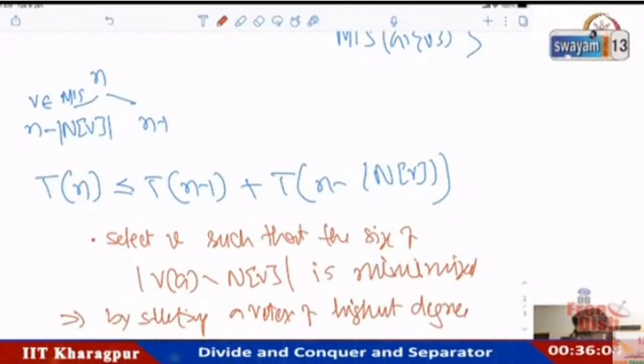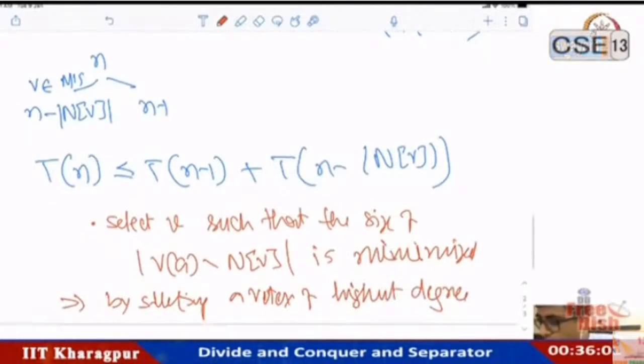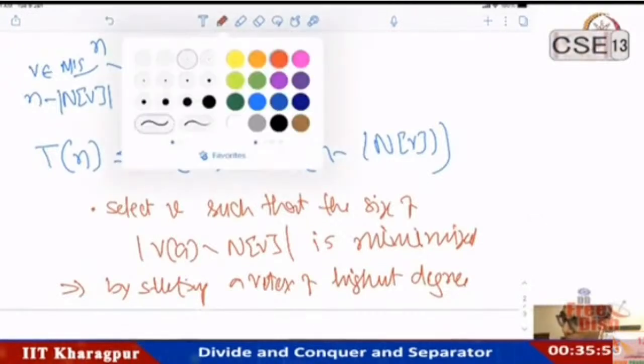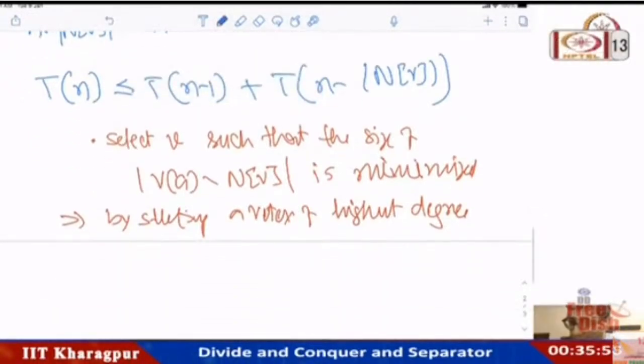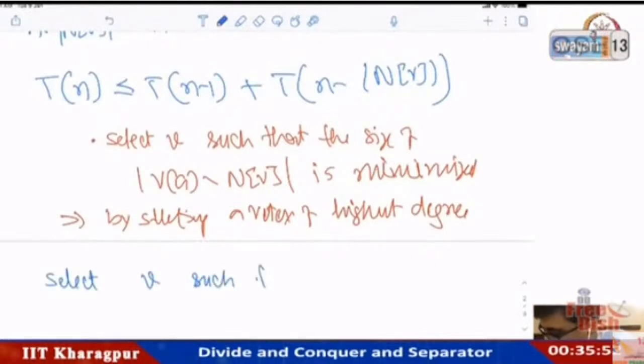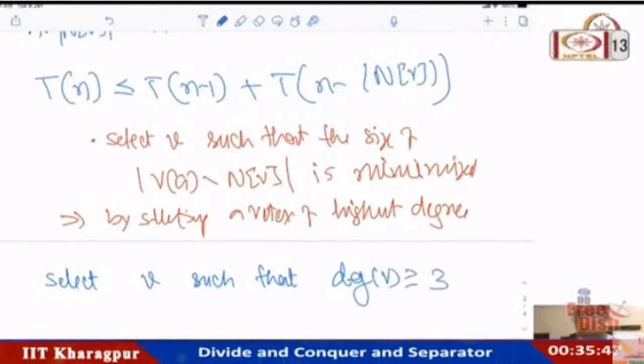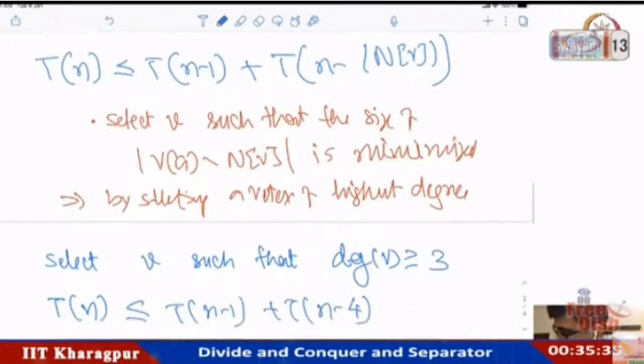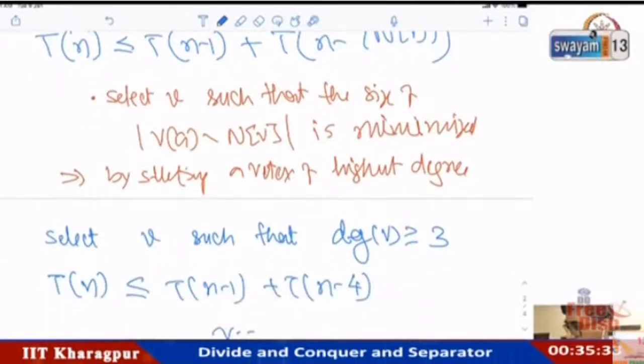And so by coming up with some simple reduction rules, you can show that we can always select a vertex V such that the degree of V is at least 3, because if the graph has degree at most 2, you can solve the problem in polynomial time. So this recurrence will lead to T of n being T of n minus 1 plus T of n minus 4, and it should lead to some good number like 1 point something.